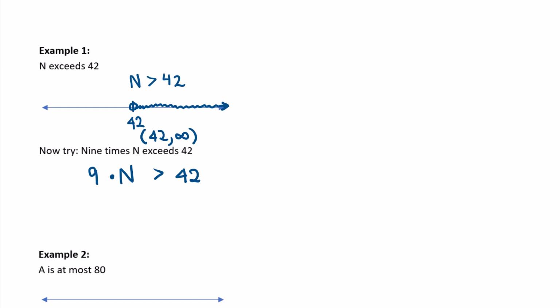If we wanted to solve this inequality, we would have to divide by 9 on both sides, and n would then be greater than 42 over 9. The interval for this would be from 42 over 9 to positive infinity.